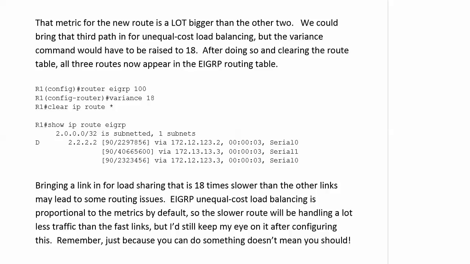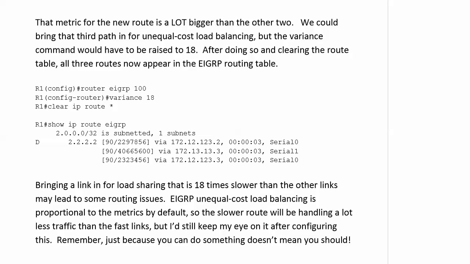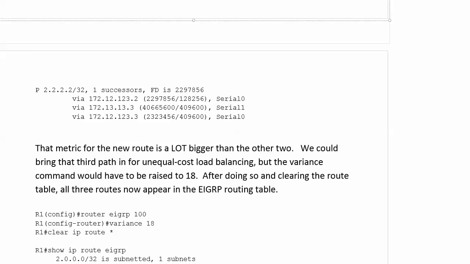The key here is that even though it's going to be proportional, when you've got paths involved in load balancing that are that much slower than the other paths, I would just keep an eye on it after configuring it, production or lab-wise. I would test in a lab before I did production if at all possible. Because as I like to say, just because you can do something, it doesn't mean you should. But this is another great example of how we arrive at the variance command, which one we want to use, and not just slap 128 on there, because not only is that not going to do our production networks a world of good, it's not going to do our exam score much good either.